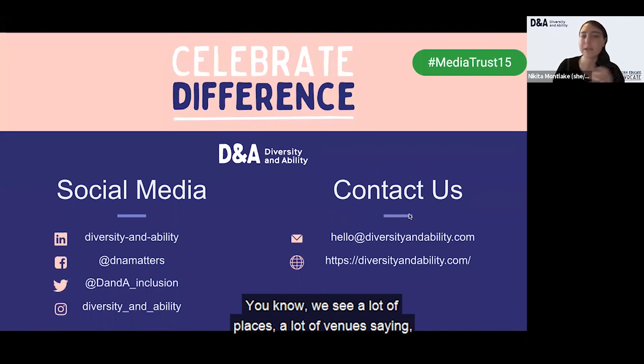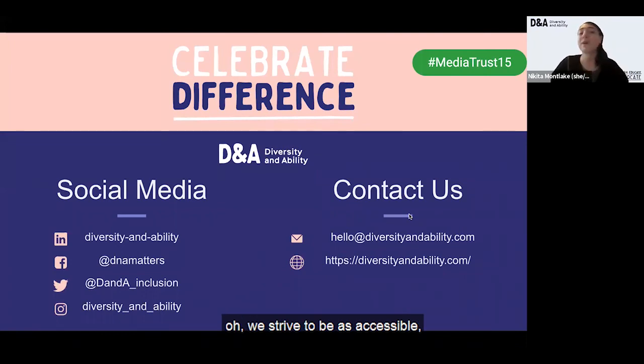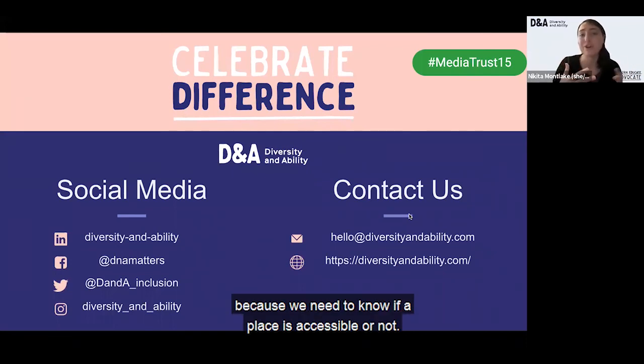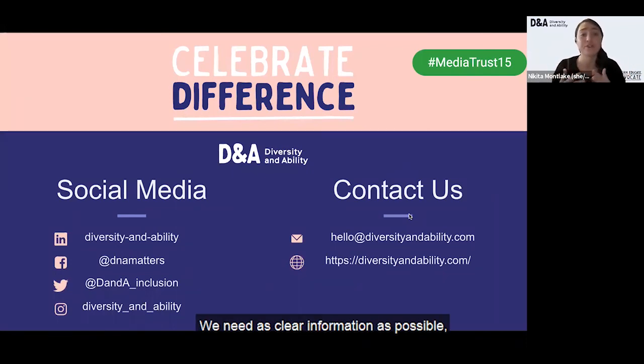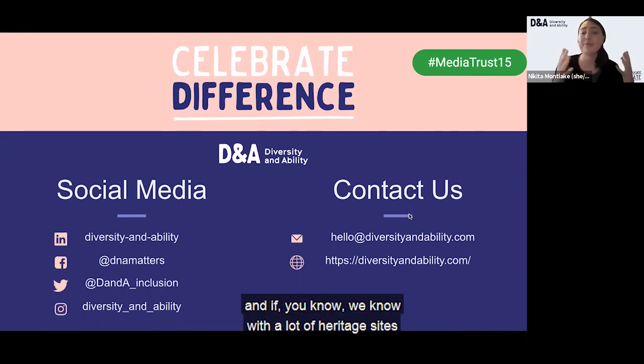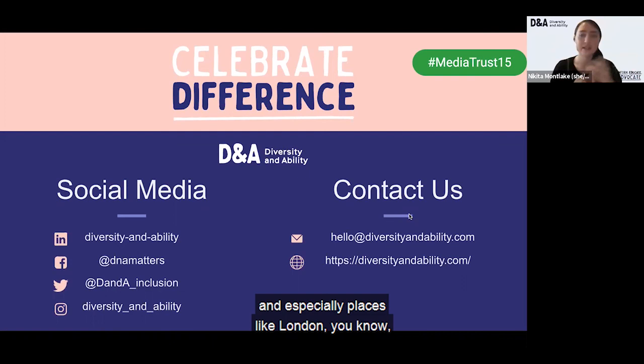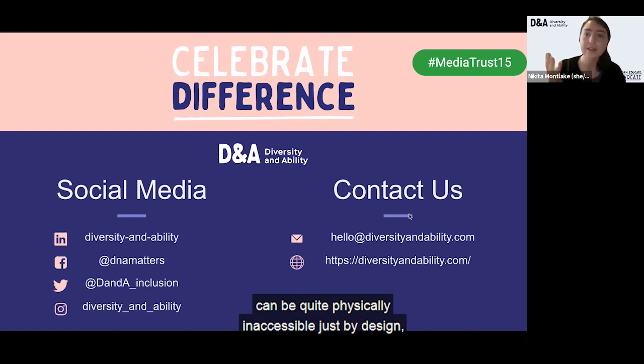We see a lot of places, a lot of venues saying, oh, we strive to be as accessible, but that's not really helpful, because we need to know if a place is accessible or not. We need as clear information as possible. And we know with a lot of heritage sites, and especially places like London, can be quite physically inaccessible just by design, historically, and that's hard to get around, and we recognize that.